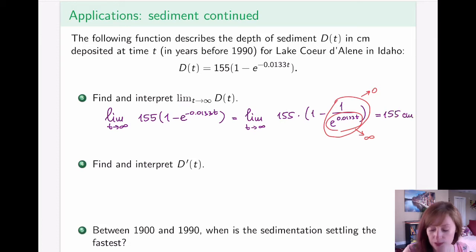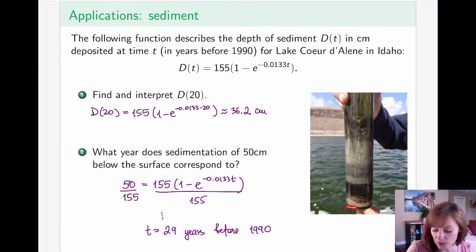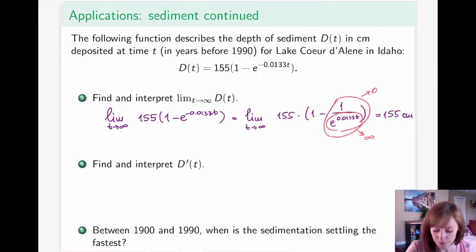This is once again in centimeters. This is as time goes to infinity. So as we go further and further back in time, this is the depth at which the sediment is located. So that means that back in time, if we go back forever, the sediment that we're looking at is about 155 centimeters below the surface. Okay, so the lowest sediment here is 155 centimeters, and that corresponds to probably when the lake was actually formed.